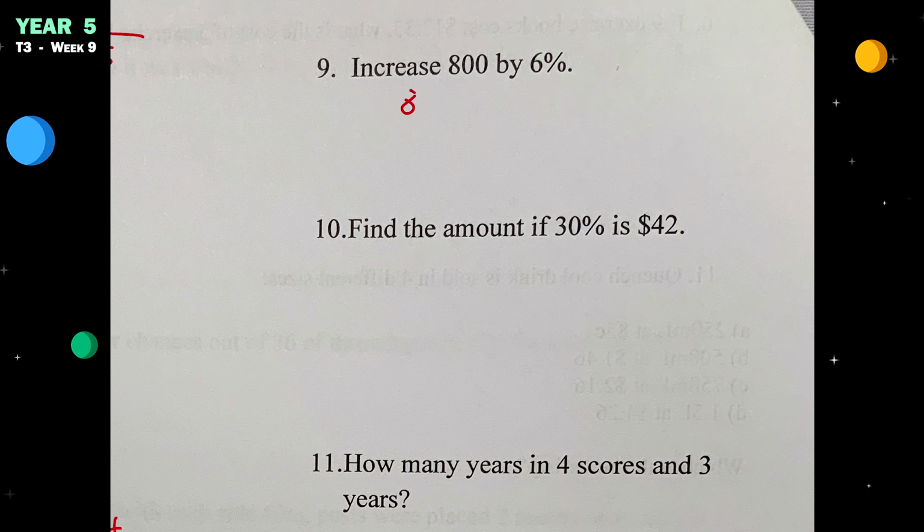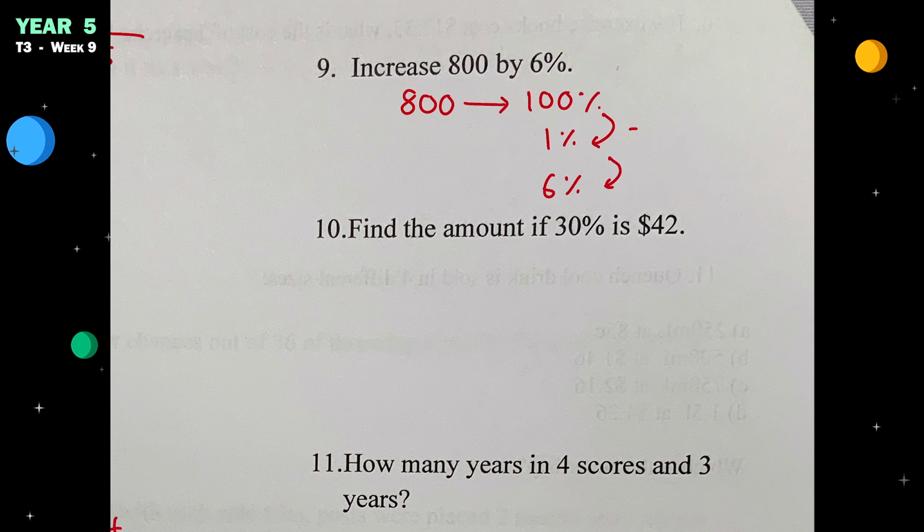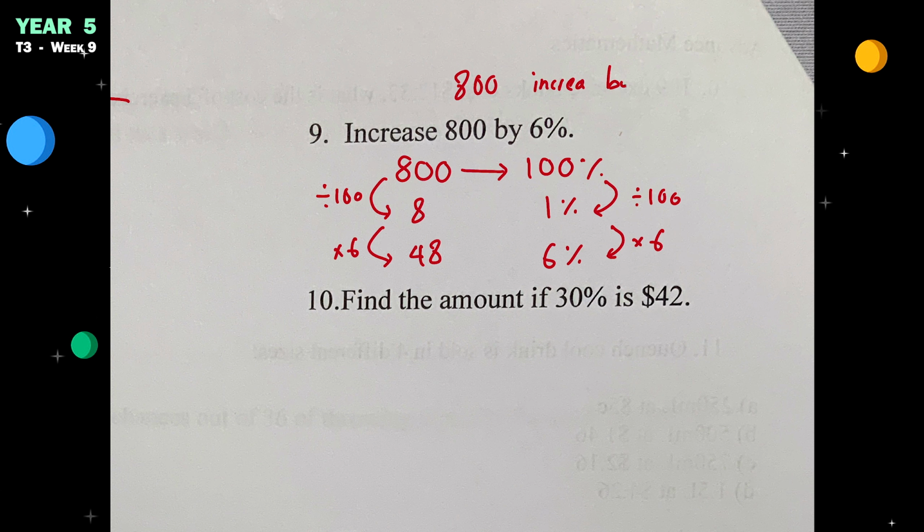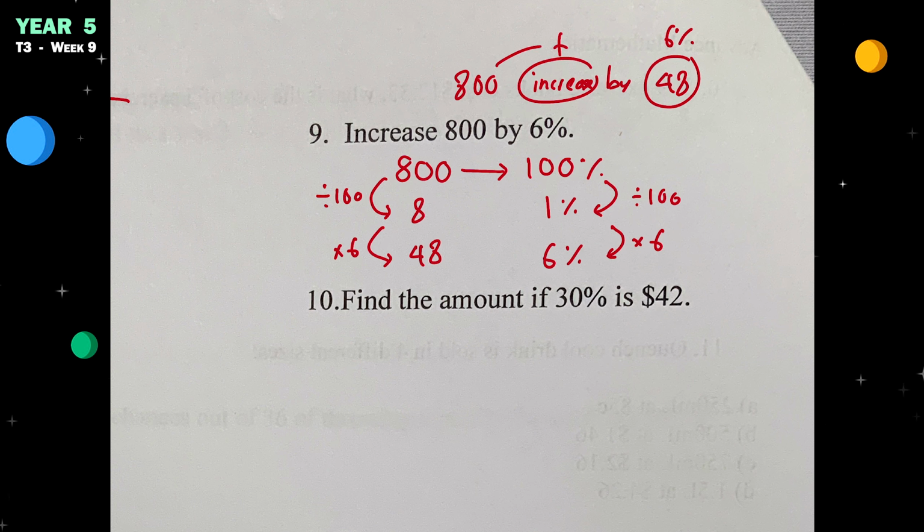Next one, increase 800 by 6%. So 800 is your 100%. It's the original number. So we want to get to 6%. We can go down to 1%, and then we can go to 6%. To go to 1%, we divide by 100. To go to 6%, we times it by 6. So we do the same thing here. Divided by 100 gives you 8. Times it by 6 is 48. So that means 800 increase by, now instead of 6%, we just say 48, because that is your 6%. Okay? So increase means plus. So 800 plus 48, get the answer.